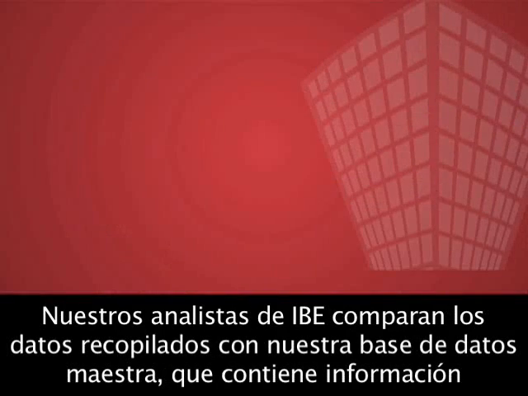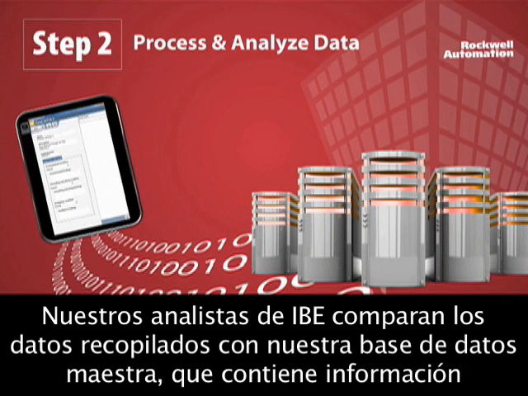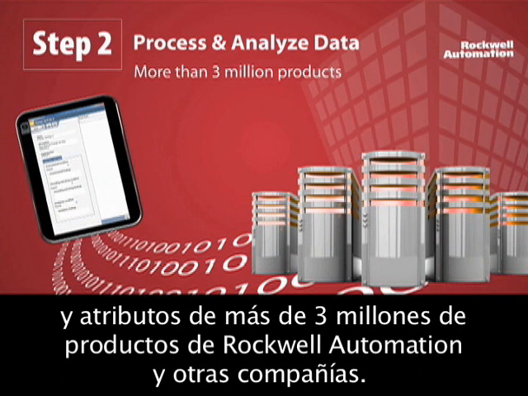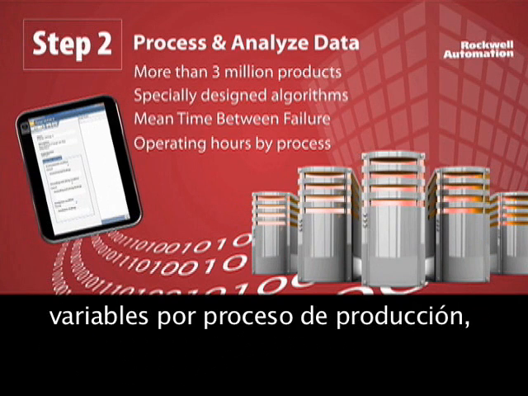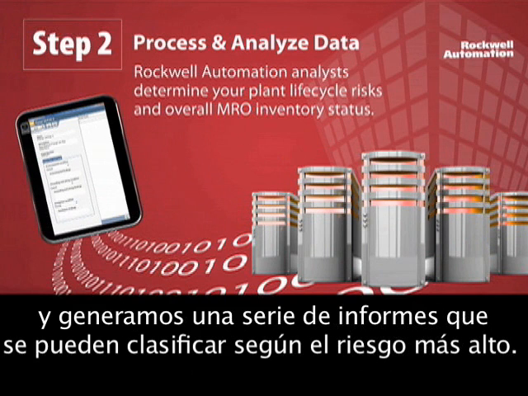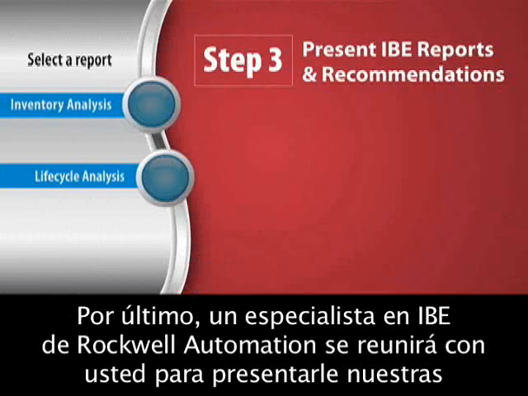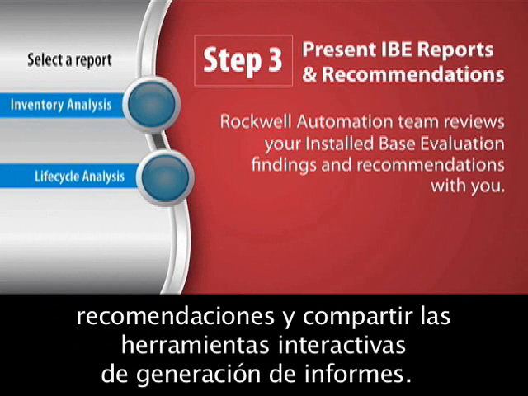Our IBE analysts compare the collected data to our master database, which contains information and attributes for more than 3 million Rockwell Automation and third-party products. Using specially designed algorithms, mean time between failure rates, and variable operating hours by production process, we calculate recommended inventory investment levels and generate a series of reports that can be sorted according to highest risk. Finally, a Rockwell Automation IBE specialist will meet with you to present our recommendations and share interactive reporting tools.